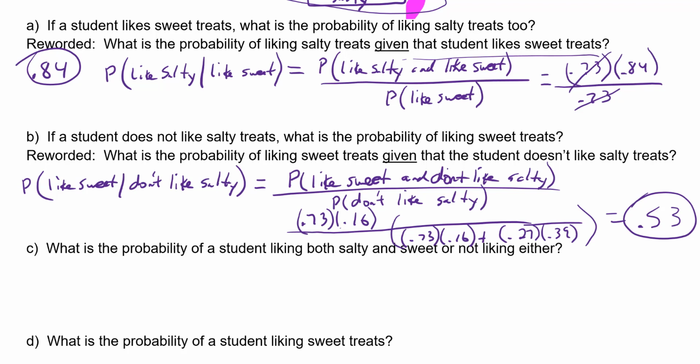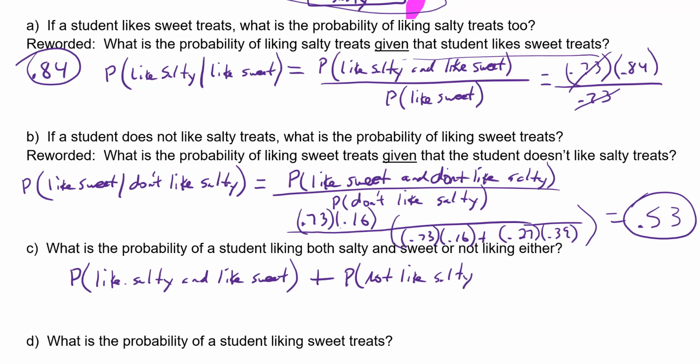C, what is the probability of a student liking both salty and sweet or not liking either? Okay, well, that's probability of like salty and like sweet plus not liking either. So probability of not like salty and not like sweet. Sorry, a lot of words there. Okay, but it's basically just pulling probabilities off now.